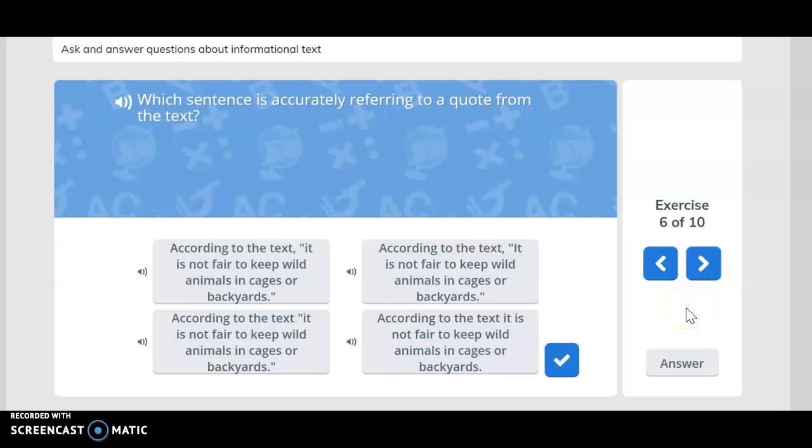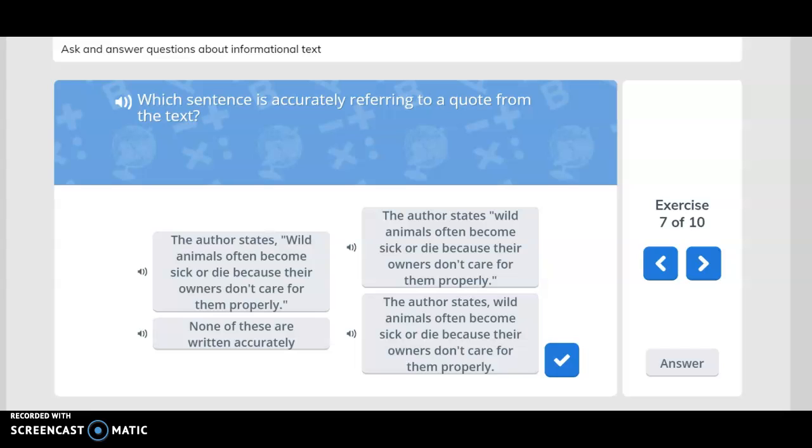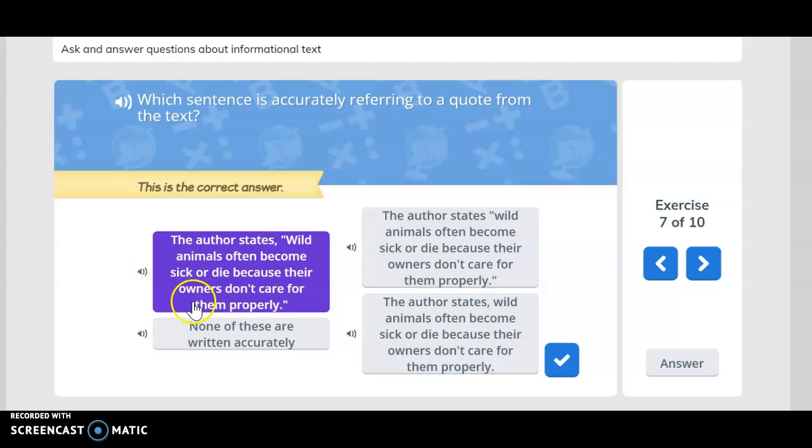Which sentence is accurately referring to a quote from the text? If you said, "According to the text, it is not fair to keep wild animals in cages or backyards," you are correct. Which sentence is accurately referring to a quote from the text? If you said, "The author states wild animals often become sick or die because their owners don't care for them properly," you are correct.